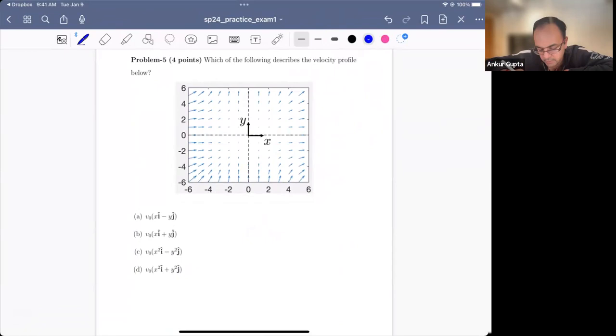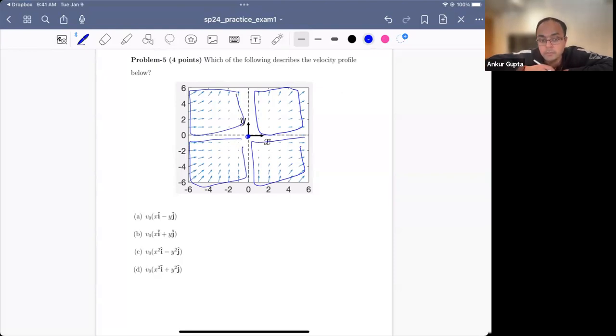Something is in the center, so it's zero, but they're all zero, so that cannot really help us. So there is no velocity at the center from either of the formulas. We see here they're moving right and upwards, right and upwards here, and here. So basically all of them are moving right and upwards.